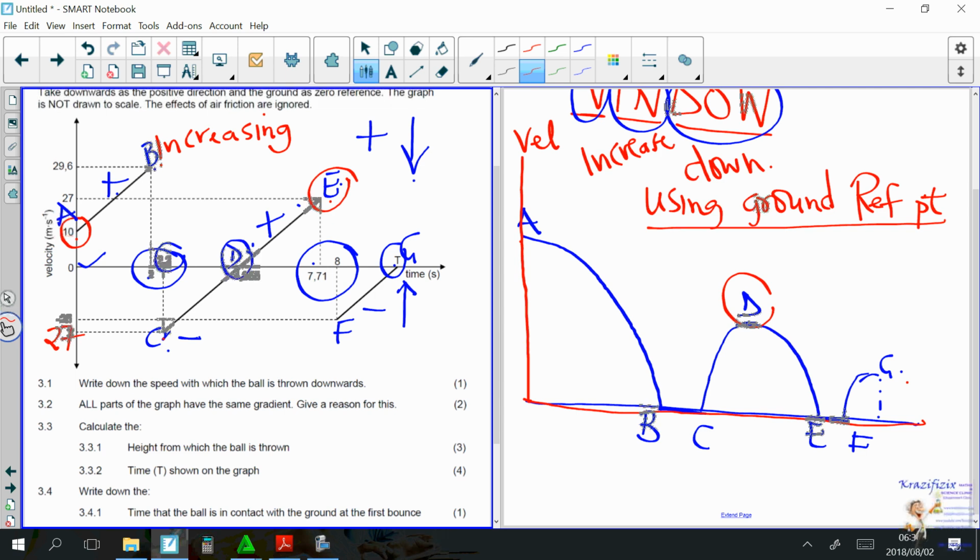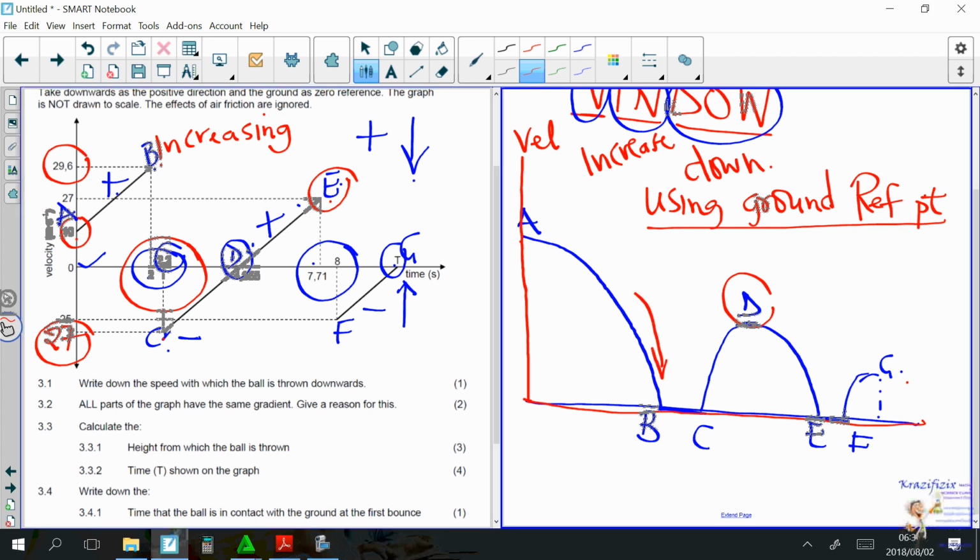But why are we saying D is now lower? This object loses energy because it's an inelastic collision. Why am I saying inelastic? The velocity has decreased from 29.6 to negative 27. So a loss in velocity means a loss of energy. So the object bounces but does not have the same energy again, so it will not reach the maximum height of A. Inelastic.